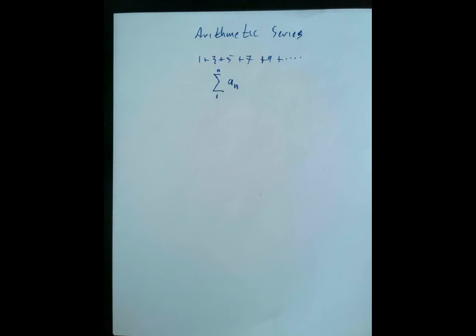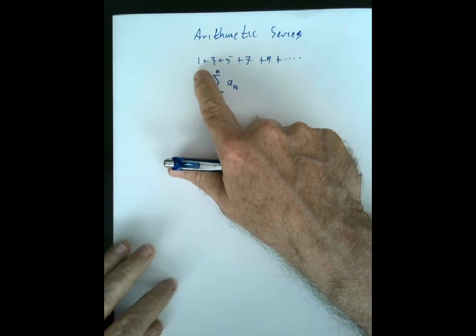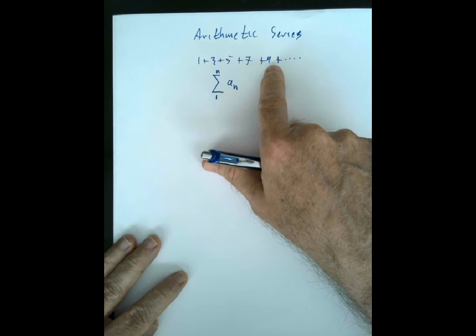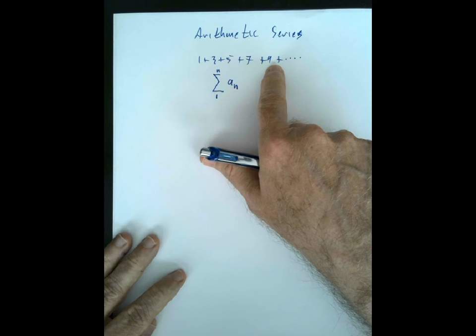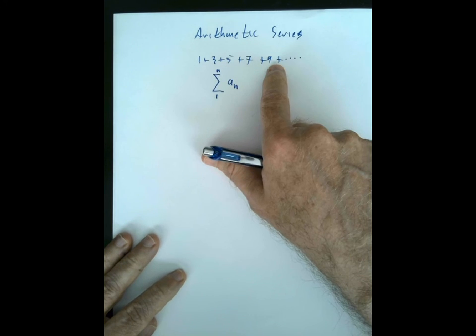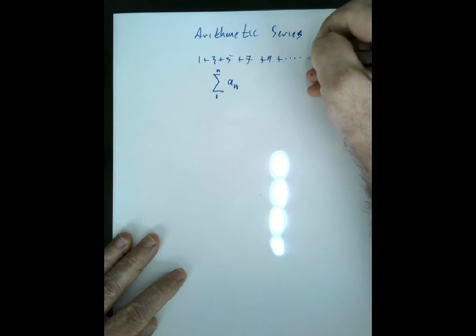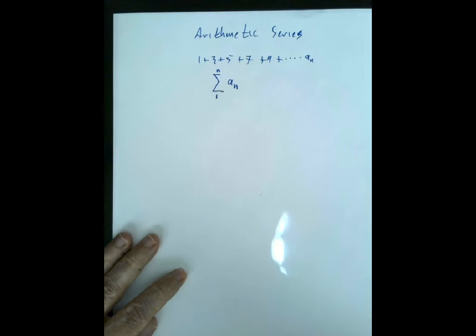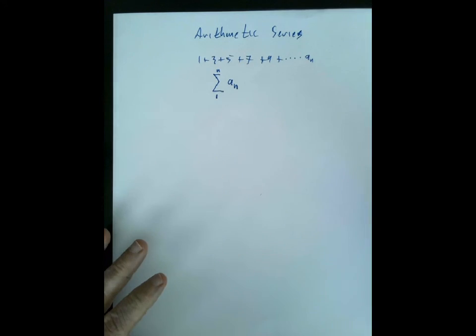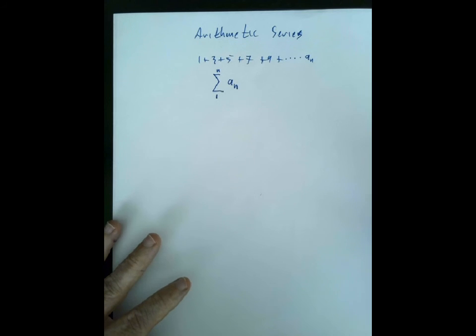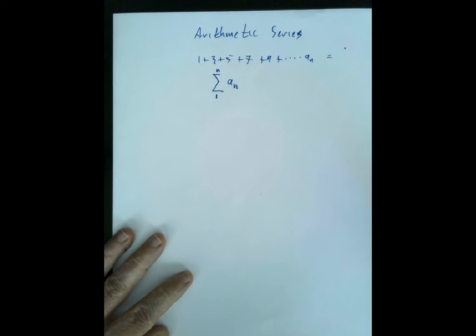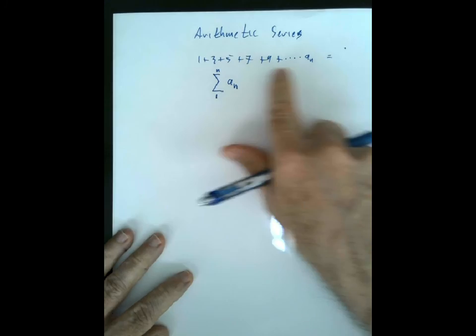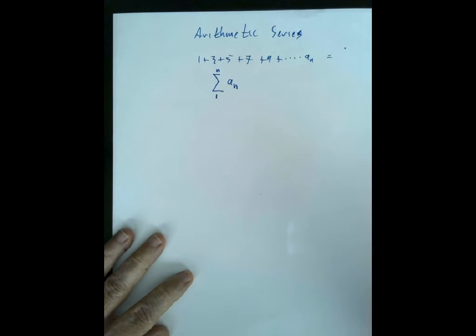Now remember, a series is a sequence where we've taken the members of the arithmetic sequence and we're adding them together, all the way up to some final number, let's call it a sub n, which is the nth term in the sequence. We keep adding them up, and that comes up to be some value potentially.